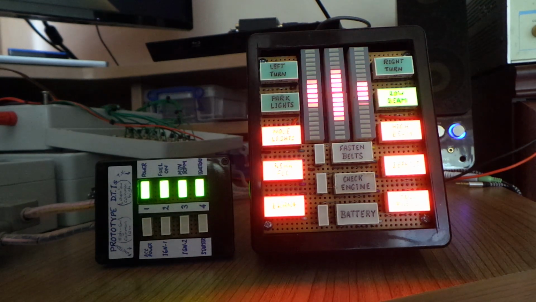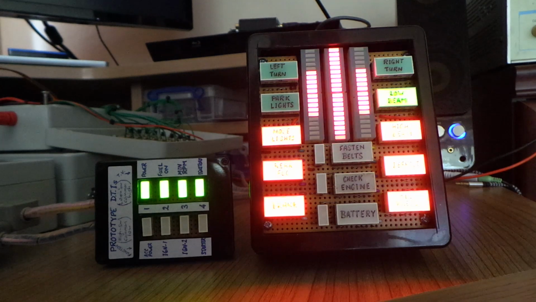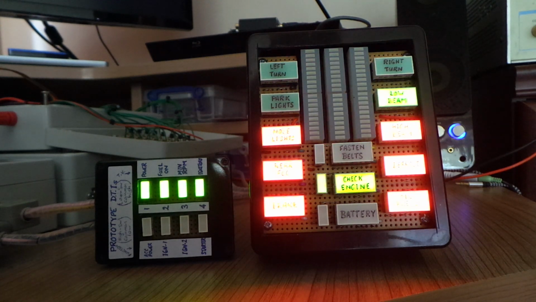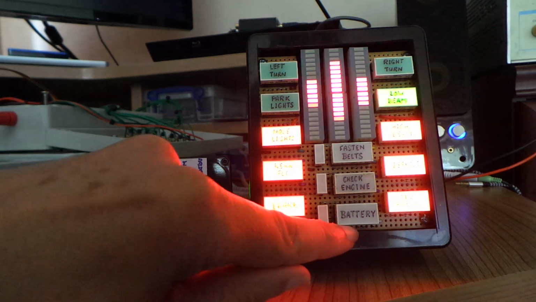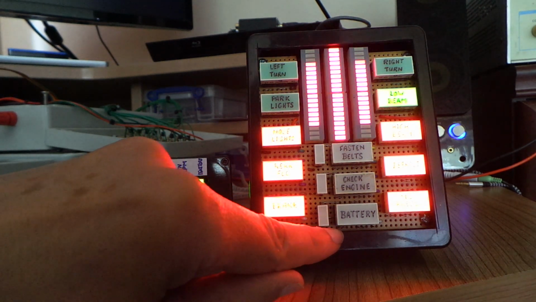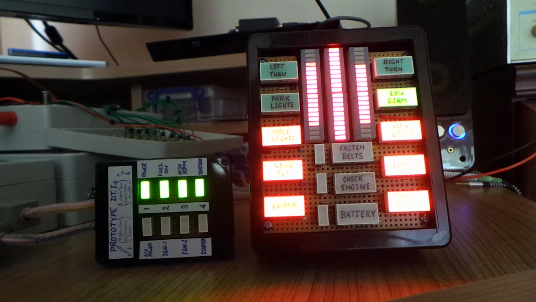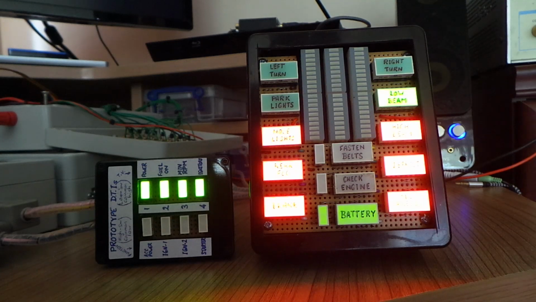Fasten belts input is an output from the convenience center under the dash, the check engine input, and this battery input indicates the difference between the alternator voltage and the battery voltage, which should be 0 at all times, of course. But if the battery isn't charging, the alternator voltage could get slightly higher than the battery voltage, in which case this will happen. The battery indicator will flash with an intensity dependent upon the difference between the two voltages.